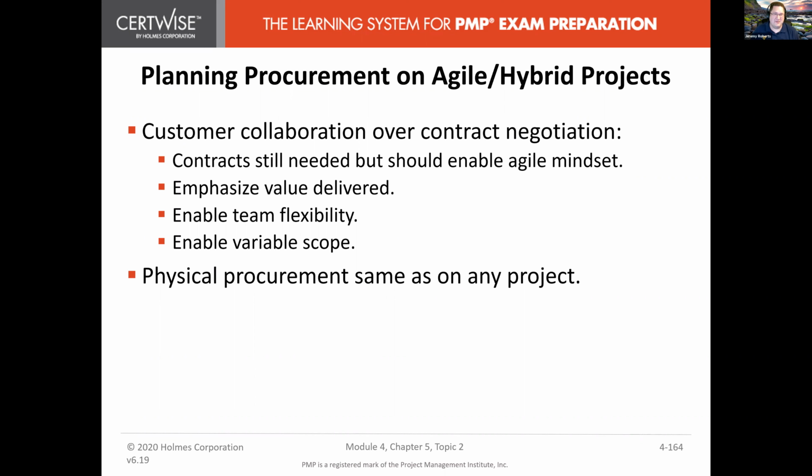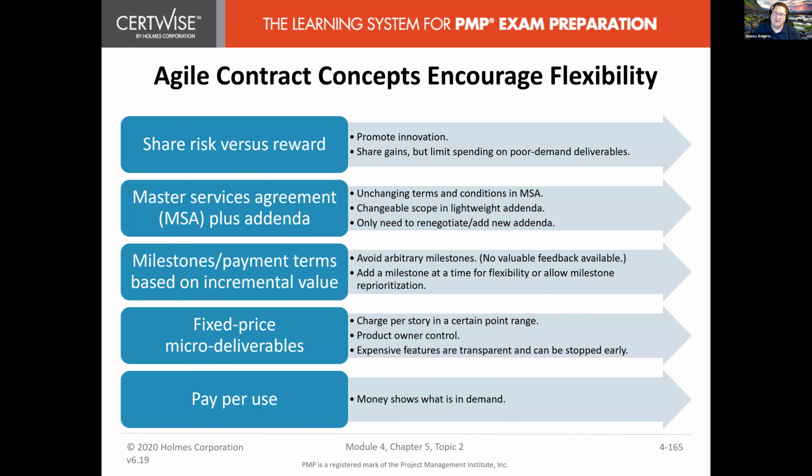So physical procurement is the same as any project with Agile. You still need to reach out to the seller, negotiate with them, and then execute a contract. It might be just a purchase order. It might be something more elaborate, but it's essentially the same. So Agile contracts, we need them to encourage that flexibility because the scope might expand, the scope might shrink, depending on what's being delivered, that value.